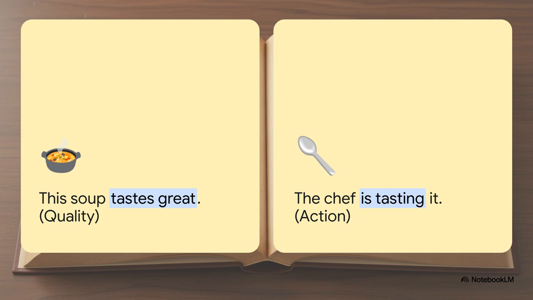Or look at sensory verbs, which can also split right in two. The soup possesses a static quality. It tastes great. It just sits there being delicious. But the chef? The chef is performing a deliberate, temporary physical action. The chef is tasting the soup. They're literally bringing the spoon to their mouth and analyzing the flavor in that exact moment.